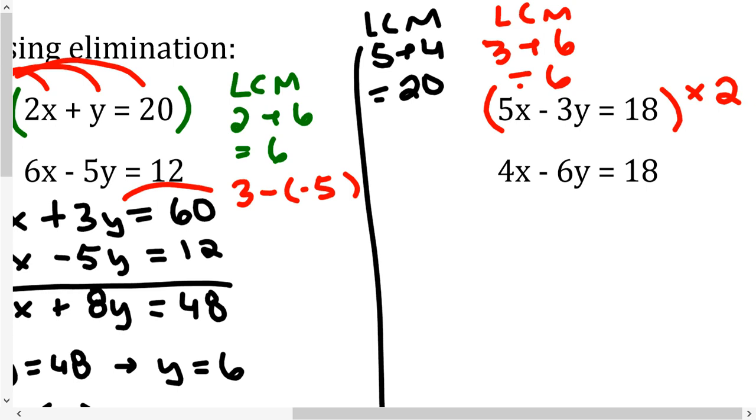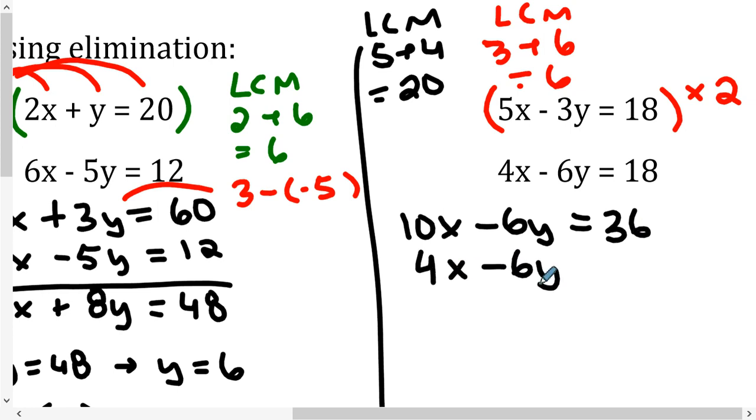So distributing that, 5x times 2, I get a 10x. Minus 3y times 2, I get a -6y. 18 times 2, I get a 36. Taking my second equation there, I had a 4x minus 6y equals 18. I don't want to change that one at all. We got those common coefficients of 6 in front of y.